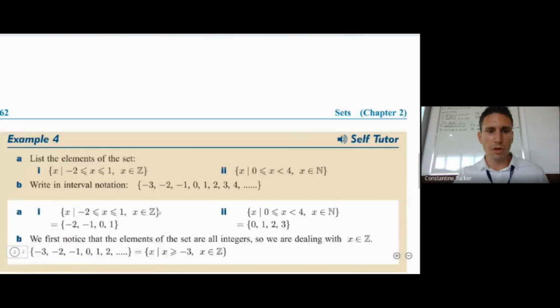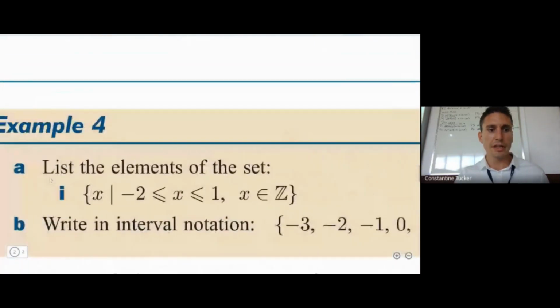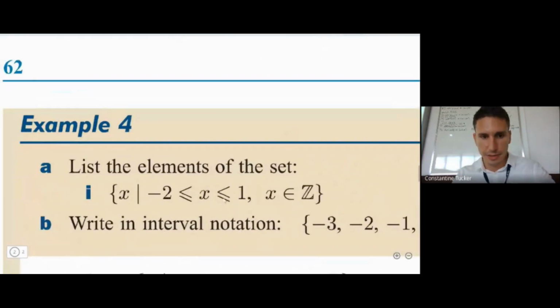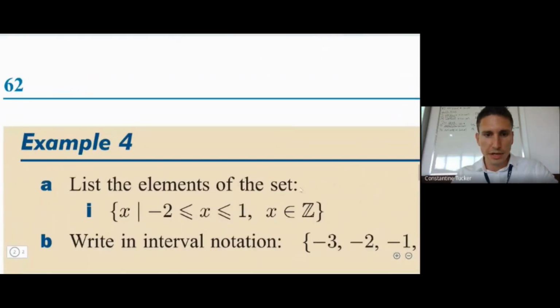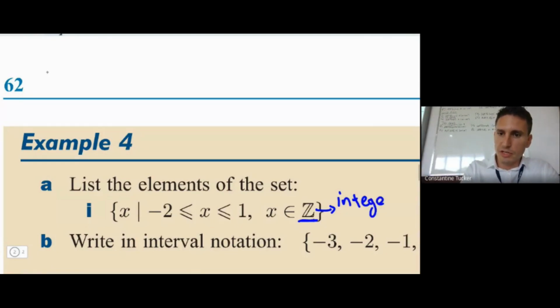Let's just move on now to a couple of other questions here. Firstly, listing the elements of a set. Which numbers are included in this set? Let's figure out exactly what they're saying. Firstly, they're saying that here we have the integers, whole numbers. So this is integers. We need to remember this by heart. We need to recognize it when we see it. So Z means integers, which also means whole numbers.